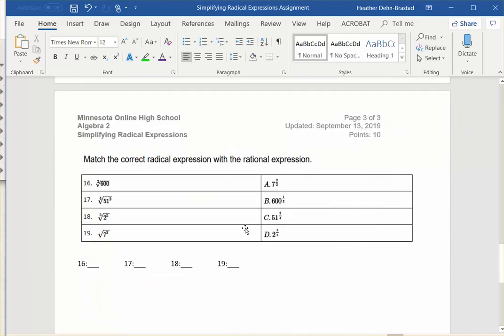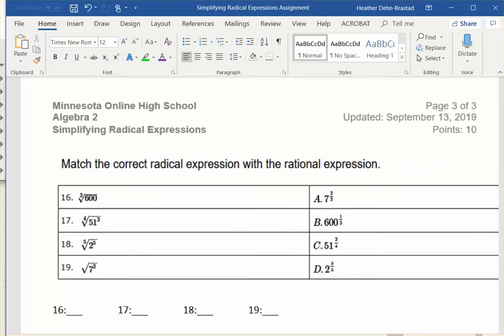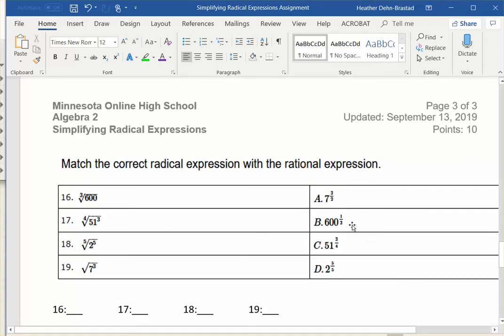And then the last part is a little bit simpler. You just have to match the radical expression to the rational expression. So these are fractions over here. They're a little bit hard to read. You might have to increase your screen size. There we go. So we've got 7 to the 3/2 here, 600 to the 1/3, that's an exponent, 51 to the 3/4, and 2 to the 5/5. And then you'll be matching them to the radical expressions on this side.